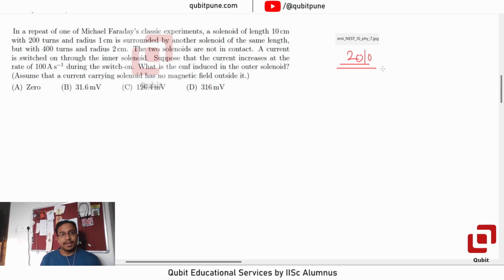In a repeat of one of Michael Faraday's classic experiments, a solenoid of length 10 centimeters with 200 turns and radius 1 centimeter is surrounded by another solenoid of the same length but with 400 turns and radius 2 centimeters. The two solenoids are not in contact. A current is switched on through the inner solenoid. Suppose that the current increases at the rate of 100 amperes per second during the switch on. What is the EMF induced in the outer solenoid? Assume that a current carrying solenoid has no magnetic field outside it.